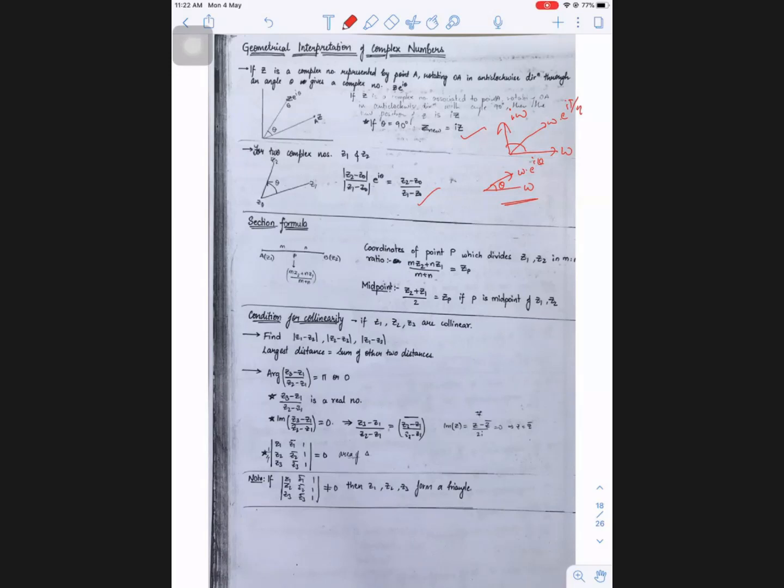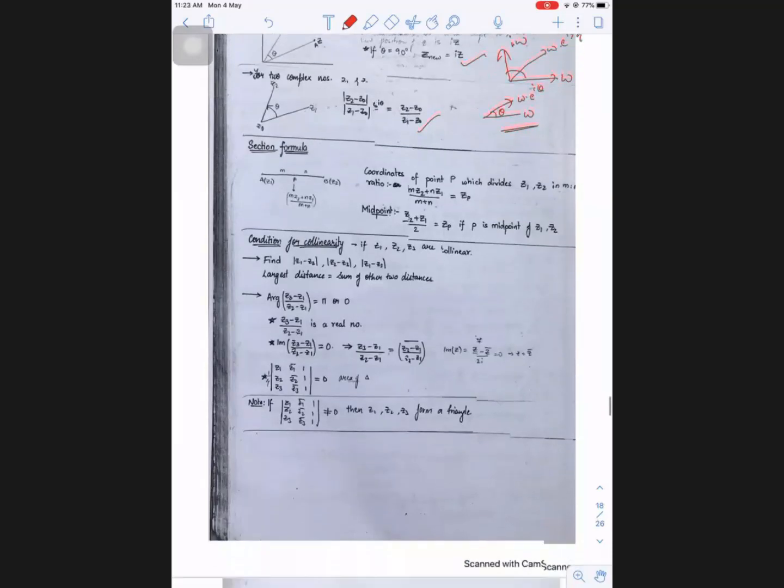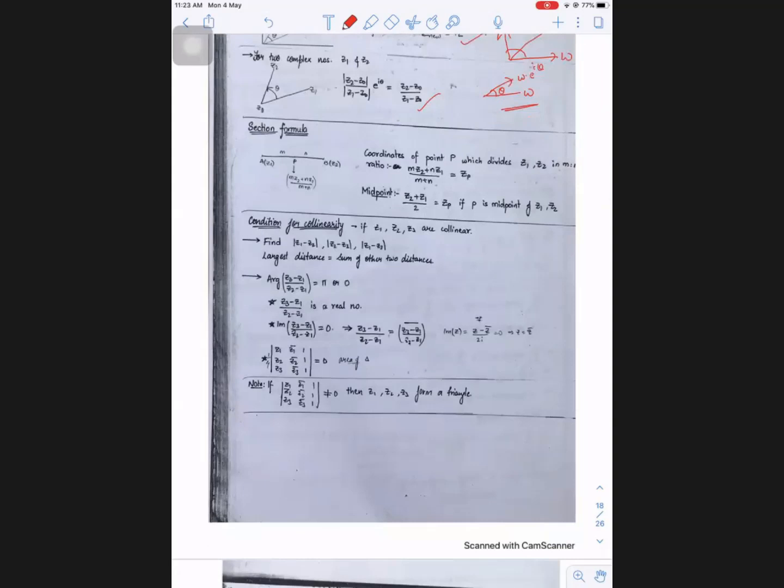If same magnitude, then no need to write this mod Z1 minus Z2 that way. If they have different magnitude, you have to write that. So in starting when we discuss rotation, we discuss this point. And section formula result: if Z1, Z2 are 2 points, then any point which divides in m:n ratio is (mZ2 plus nZ1) by (m plus n). From this result, the midpoint formula, (Z1 plus Z2) by 2, will come.